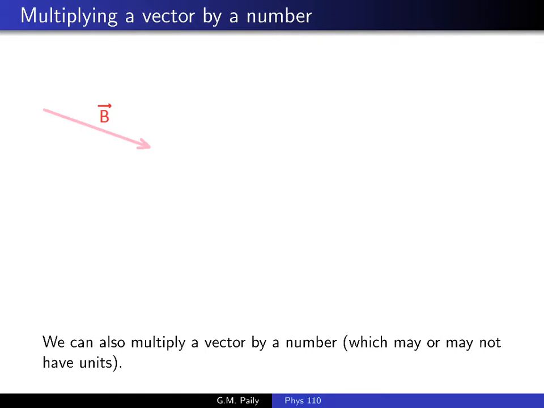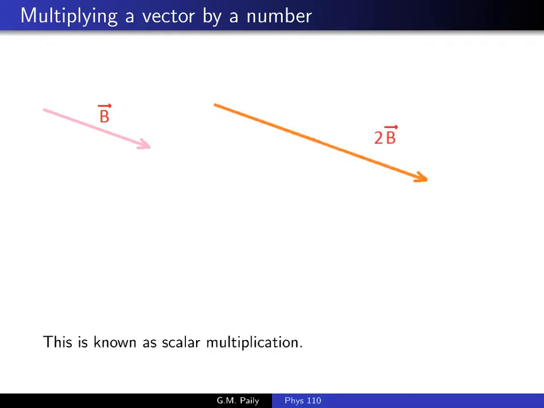We can also scale a vector, all right, by multiplying it by a number. So in this case, if this is the original vector b, then keeping the direction the same, but doubling the length gives us the vector 2b. And this is known as scalar multiplication, because we are multiplying a vector by a scalar, which in this case is just 2.